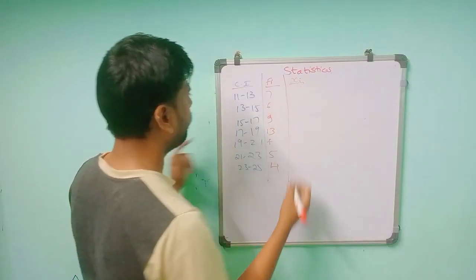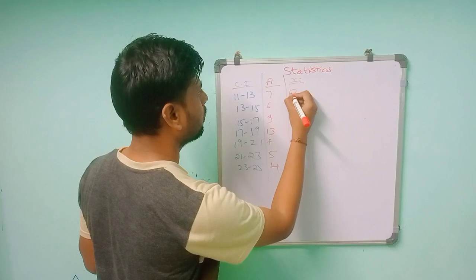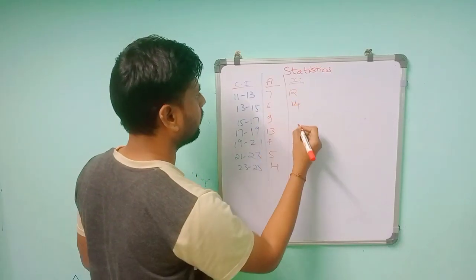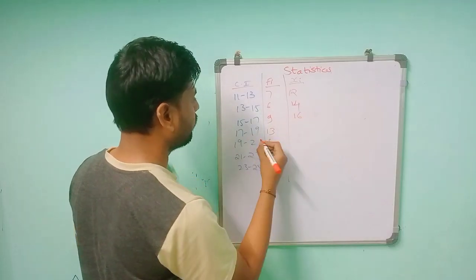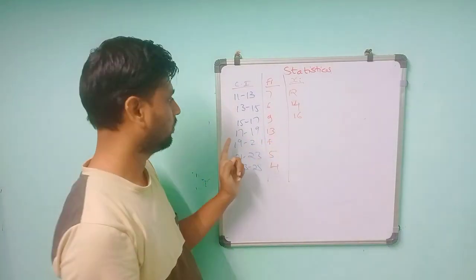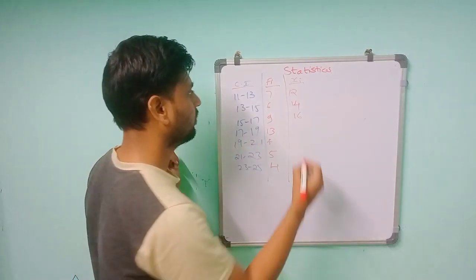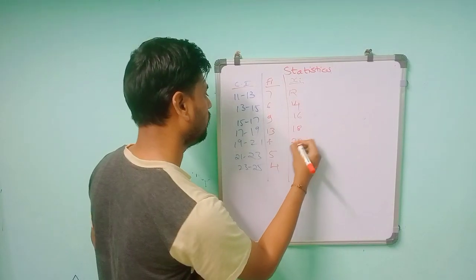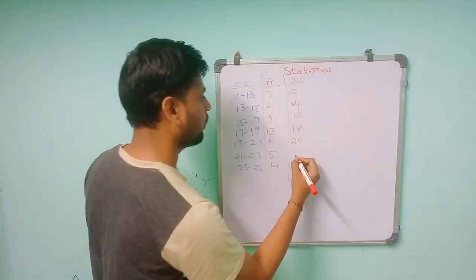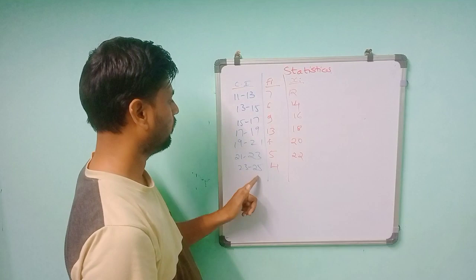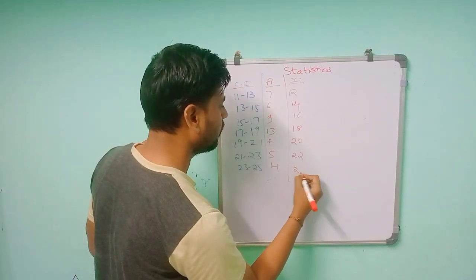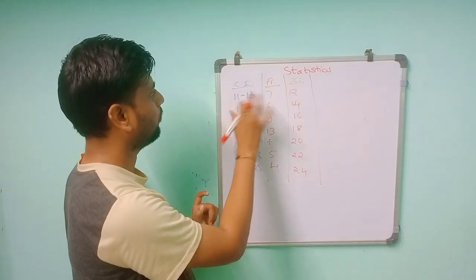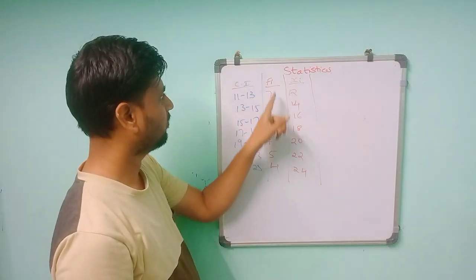First xi we have to take. So 11 plus 13 is 24 by 2 is 12. Then 13 plus 15 is 28, 28 means 14. Then 15 plus 17 is 32, then 16. 17 plus 19 is 36. 36 half means 18. Then 19 to 21 is 40. 40 half is 20. Then 21 plus 23 is 44. 44 means 22. Then 23 plus 25 is 48. 48 by 2 is 24. So you only have to add the upper limit and lower limit and divide by 2.